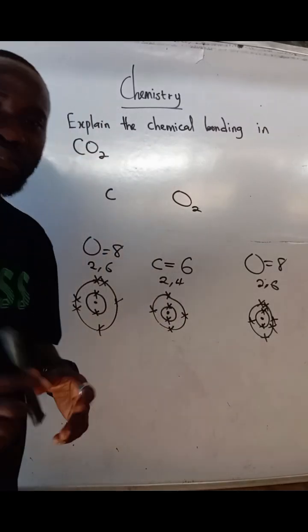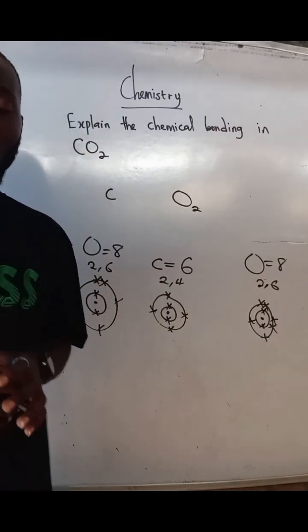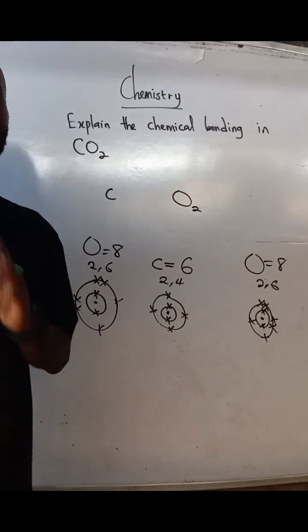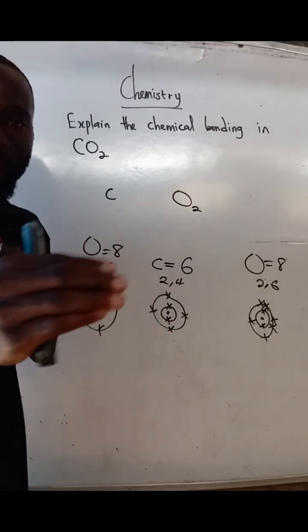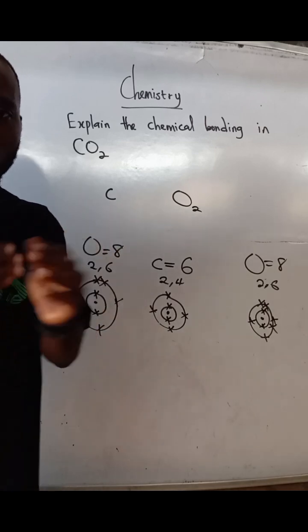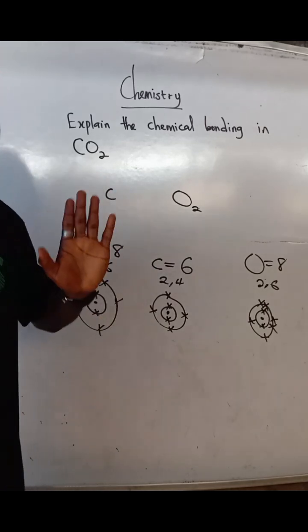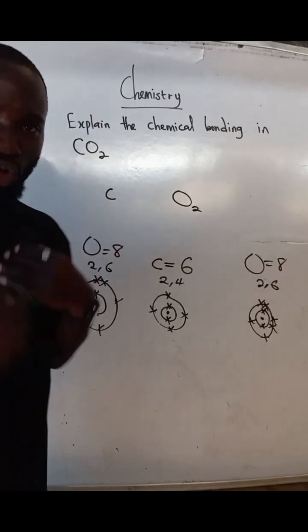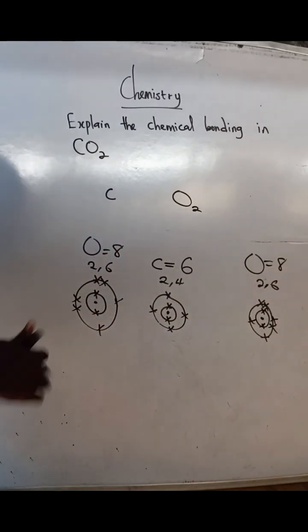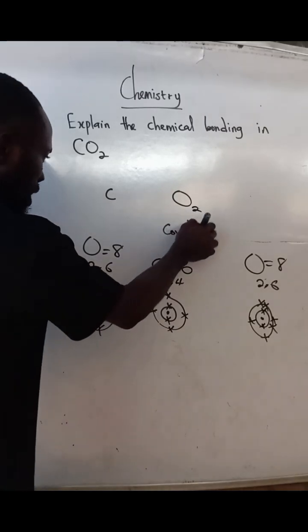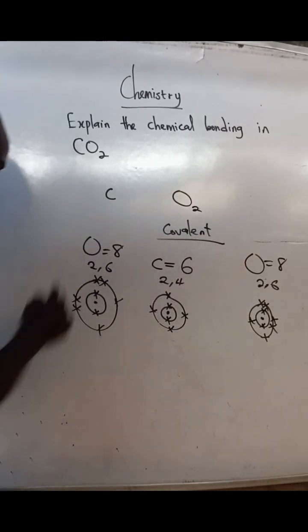Now there are different types of chemical bonding, and one of the types is what we call covalent bonding. Covalent bonding involves the sharing of electrons in between the bonding atoms. Those atoms that are bonding, they are going to share their electrons. I'll bring mine, you bring yours. So let's see how this is done. This is covalent bonding. Now we are going to use the covalent bonding to explain this.